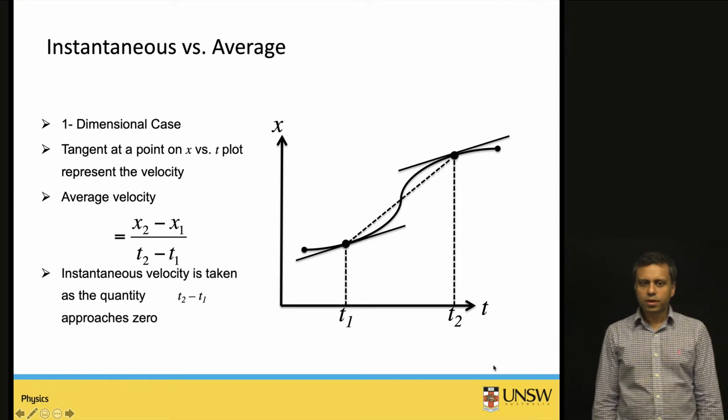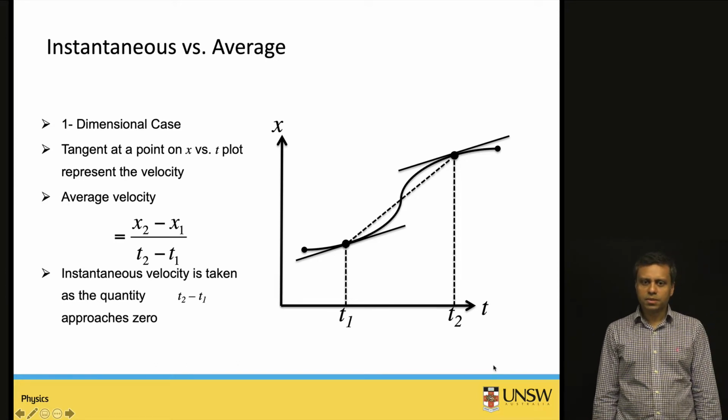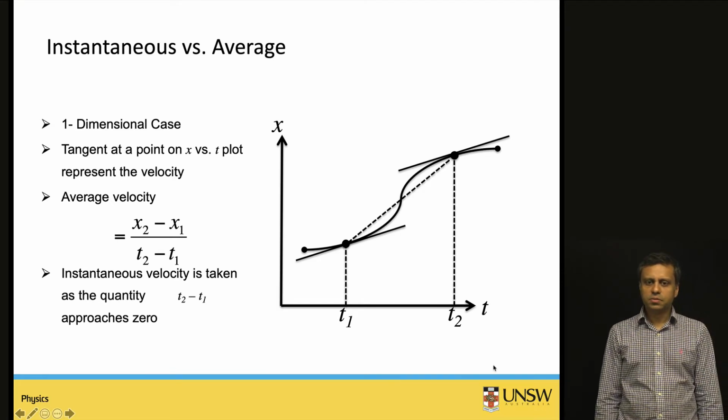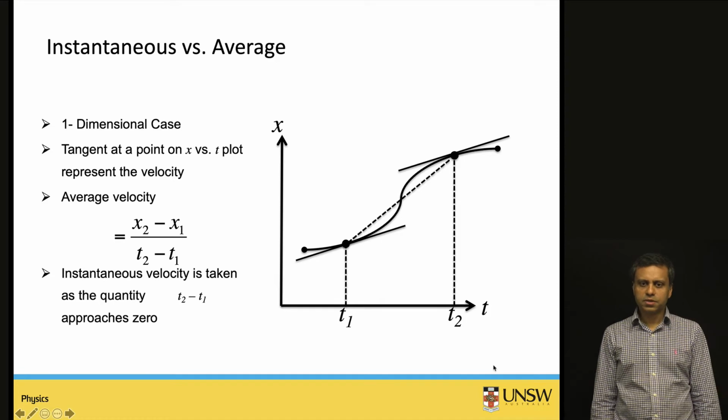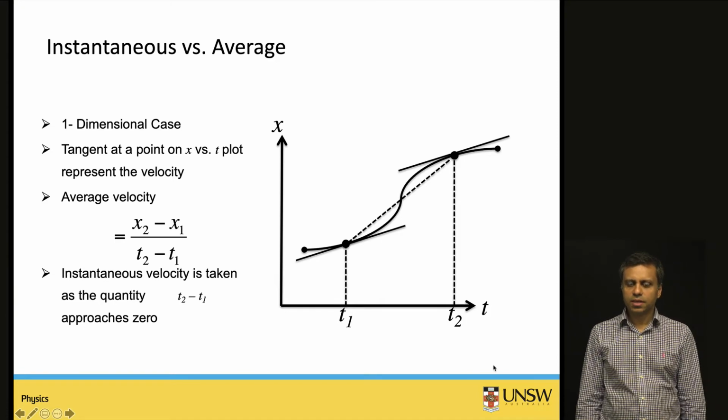But we also want to know the instantaneous velocity, and you can see the path is quite complicated from t1 to t2, but we want to know the velocity at time t1 and also the velocity at time t2. And this is given by the tangent to the curve at these points t1 and t2. The tangent represents the instantaneous velocities in this case.